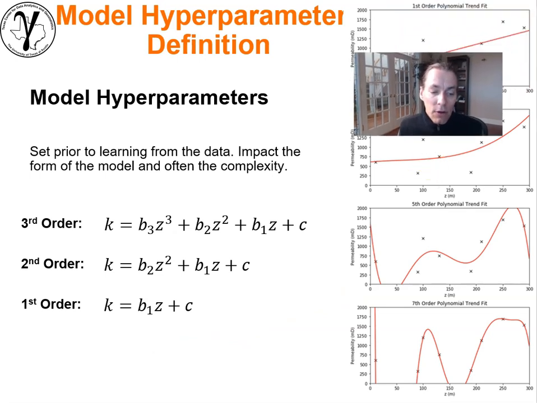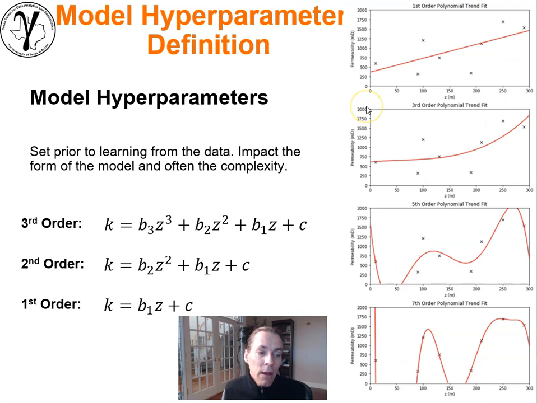The hyperparameters, in fact, they control the complexity of the model. They control the sensitivity of the model to the data. And so in this case of a polynomial, the hyperparameter would be, do we use a first order polynomial, which would be a line, third order, fifth order, seventh order polynomial.